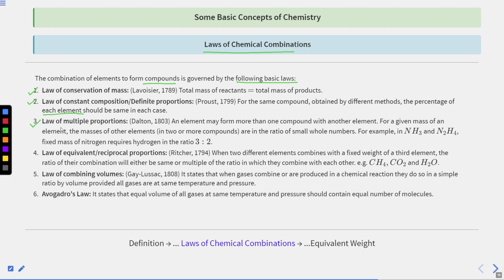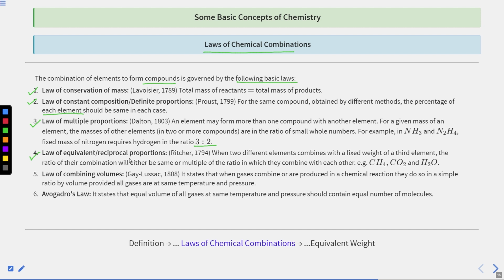Third is the law of multiple proportions, given by Dalton in 1803. An element may form more than one compound with another element. For a given mass of an element, the masses of the other element are in the ratio of small whole numbers. For example, in NH3 and N2H4, a fixed mass of nitrogen requires hydrogen in the ratio 3:2. So this is the law of multiple proportions.